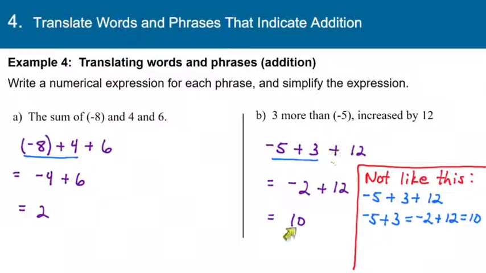So a good way to show it is like I have it here. Just replace the expression that you're working with its result, but leave the rest of it alone. So -5 plus 3 plus 12 equals -2 plus 12, which equals 10. And so what I have over here would not be a good way to show that work at all.